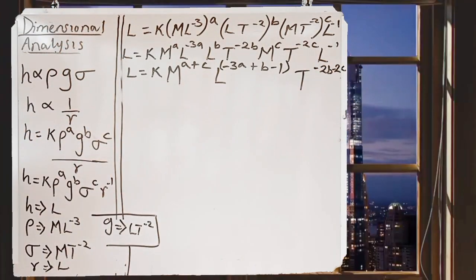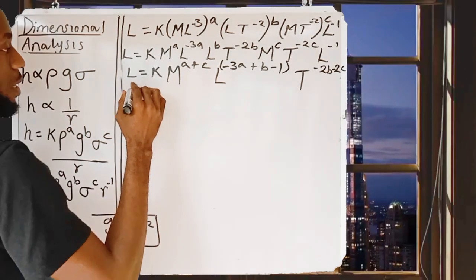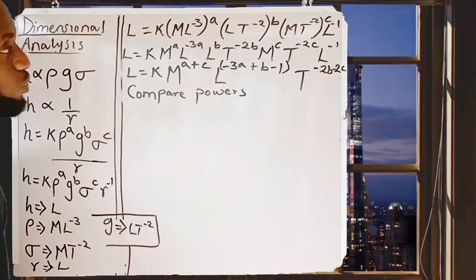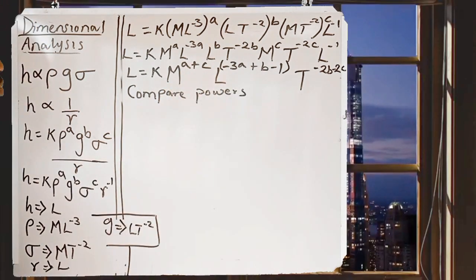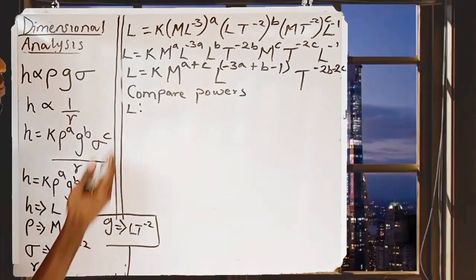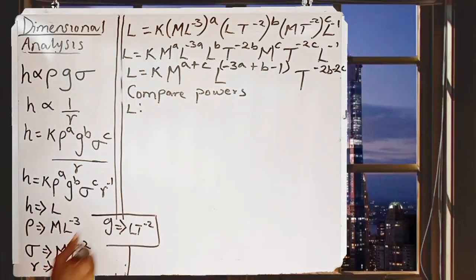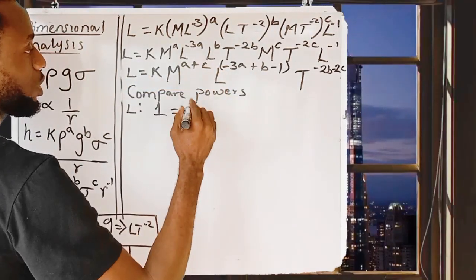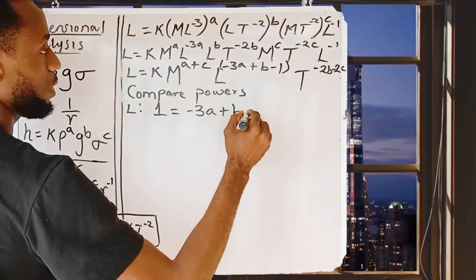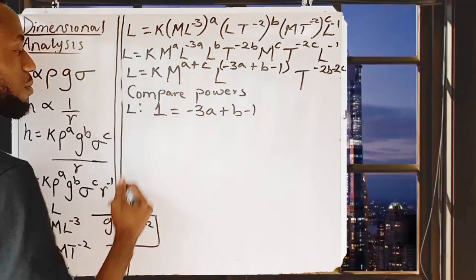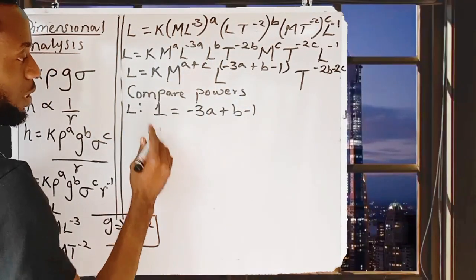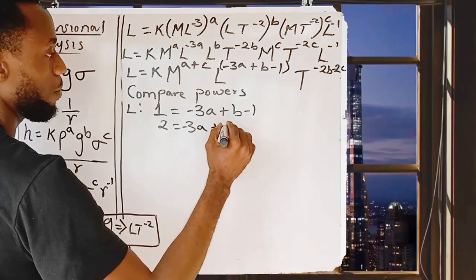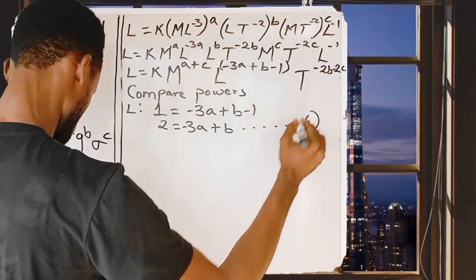Okay, now that we've done this, you know what we do next? We compare the powers. Unlike the other examples we've also done, there are always at least 2 variables, so there is no way we can escape. We just have to pick anyone we want to start with. So let's start with the coefficients of L. On the left hand side, we have an invisible power of 1. It must be equal to the power on L here, which is minus 3A plus B minus 1. So let's just make it look standardized. If minus 1 was to move over, it becomes plus 1. So the total is that 2 equals minus 3A plus B. So this becomes our equation number 1.